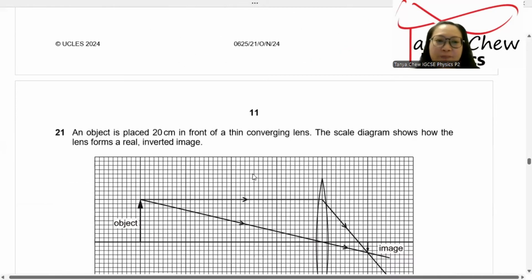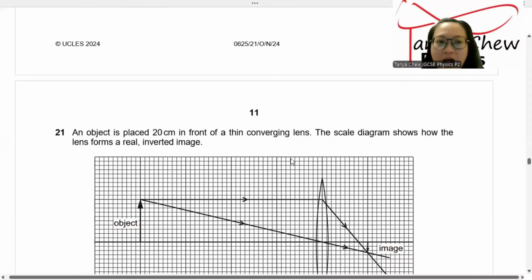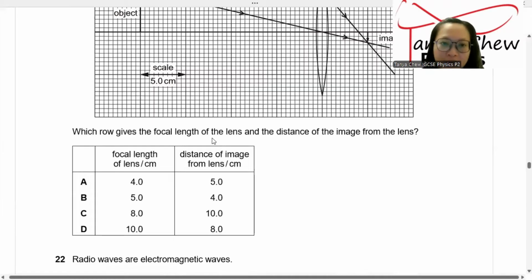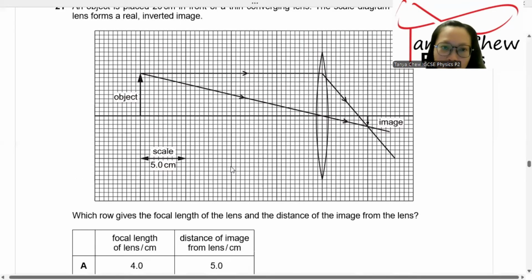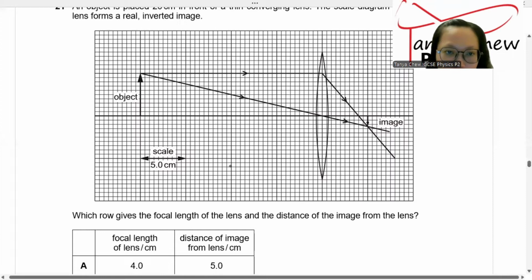Now, question number 21. An object is placed 20 cm in front of a thin converging lens. The scale diagram shows how the lens forms a real inverted image. Which row gives the focal length of the lens and the distance of the image from the lens? Now, for focal length, okay, 1, 2, 3, 4, 5, 6, 7, 8, 9, 10 represents 5 cm.